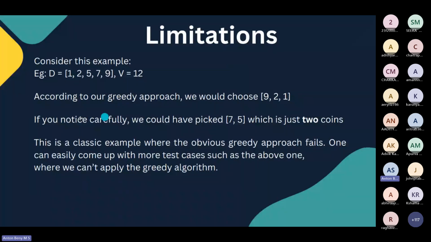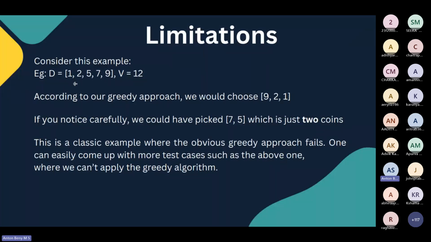However, if you notice carefully, we could have picked 7 and 5. So we didn't pick these two coins, which is just 2 coins. So obviously this is a classic example where the greedy approach fails. You can't just blindly assume that it would work, and so this is the importance of coming up with more test cases.